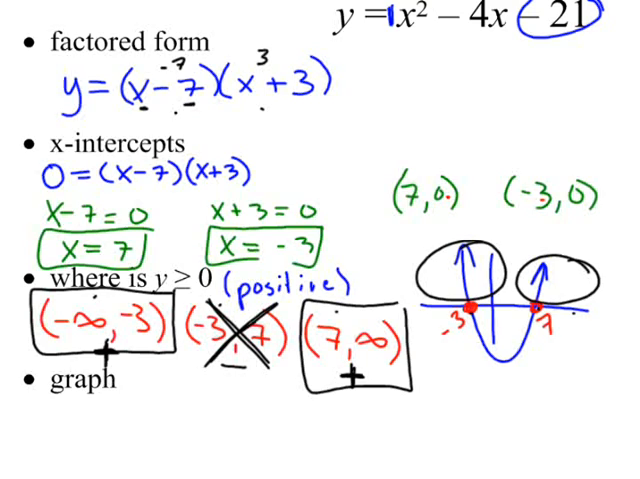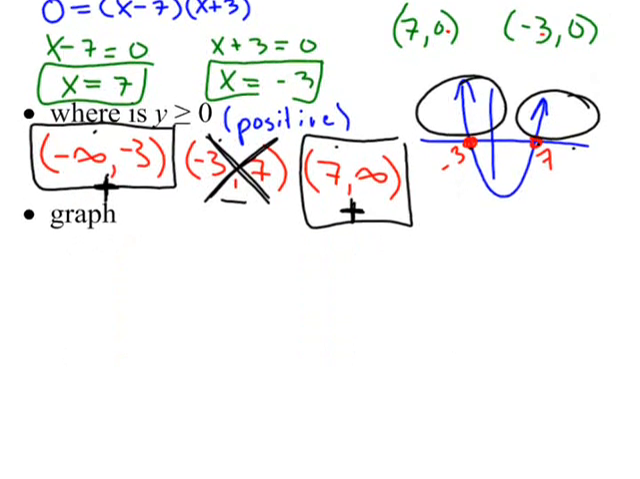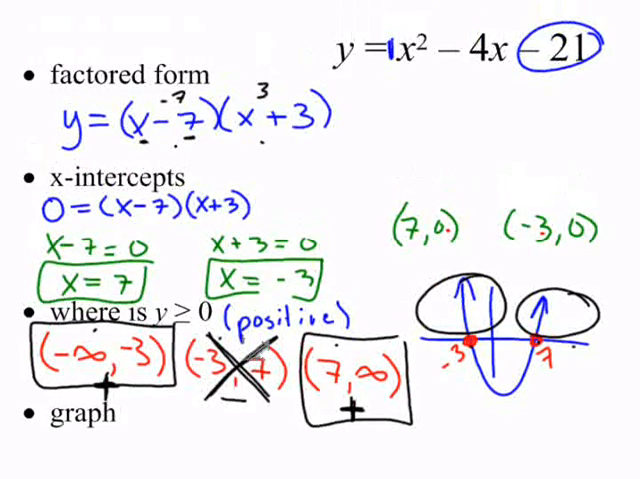Now we should be a little bit better with our graph because another point we should grab on our graph is our y-intercept. From our y-intercept, we know that the y-intercept is always c. And so this point here is -21.